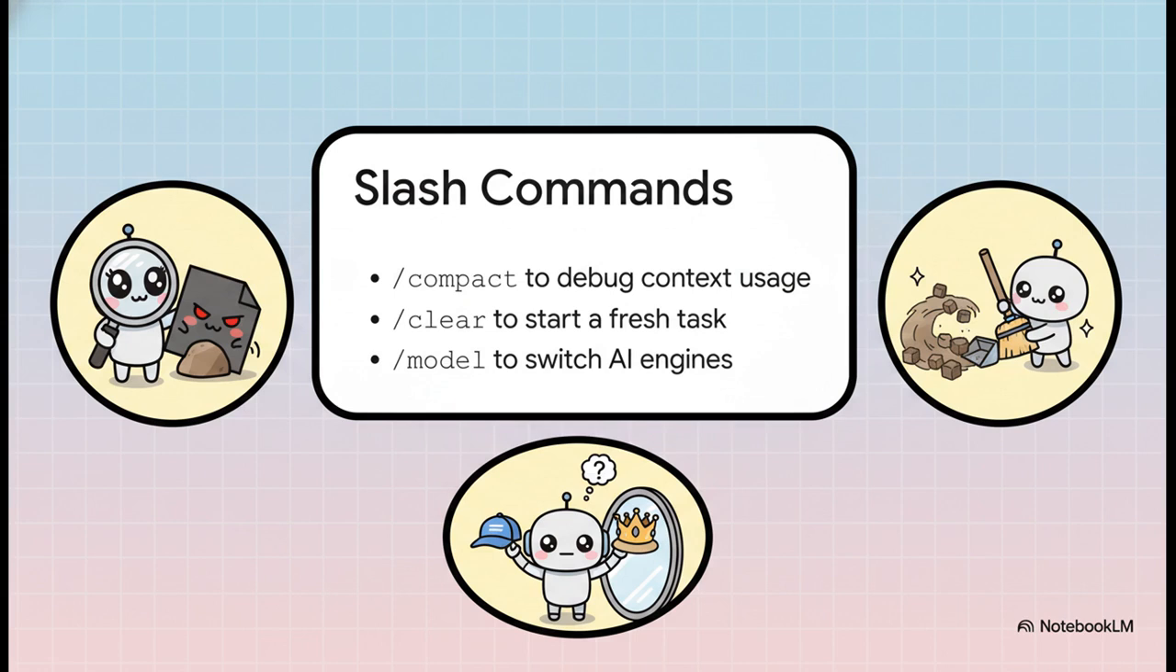Use /compact to debug your current context usage. Remember earlier when I mentioned burning 40,000 tokens instantly? Yeah, often that's because you have a massive hidden cloud.md file draining 4% of your tokens every single time you hit enter. /compact lets you audit that. Next, use /clear to wipe the context completely when you start a brand new task. And finally, /model to switch AI engines right on the fly.